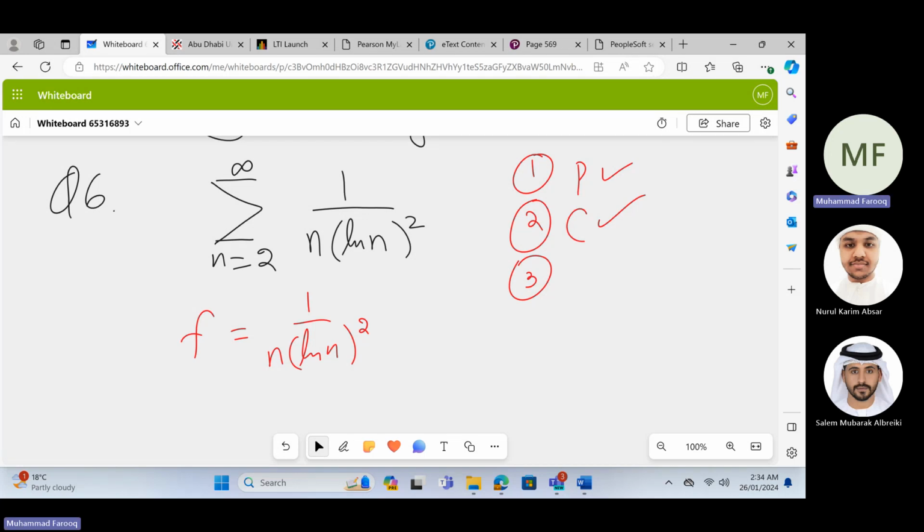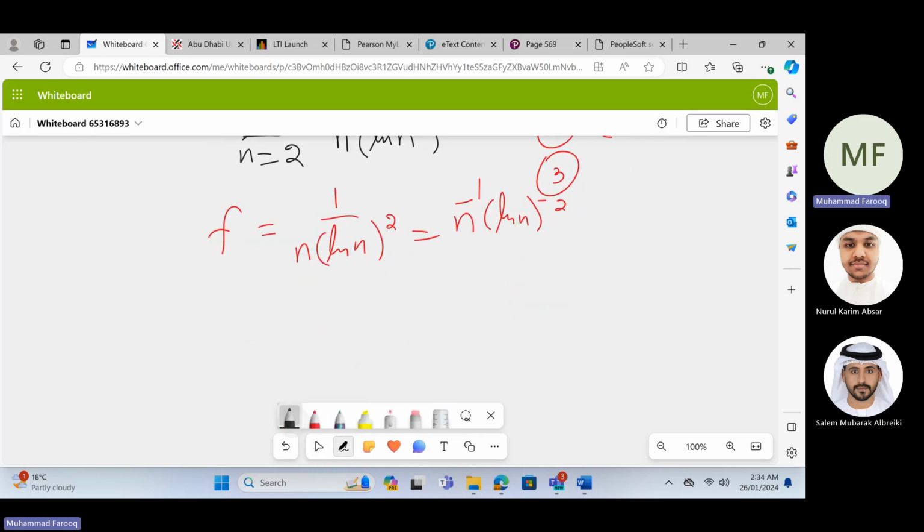Do one thing, put the thing up, please. It becomes n power -1 and ln n power how much negative? Negative 2. And now use the product rule, u v. Okay, please start f prime. f prime, okay, so u prime.